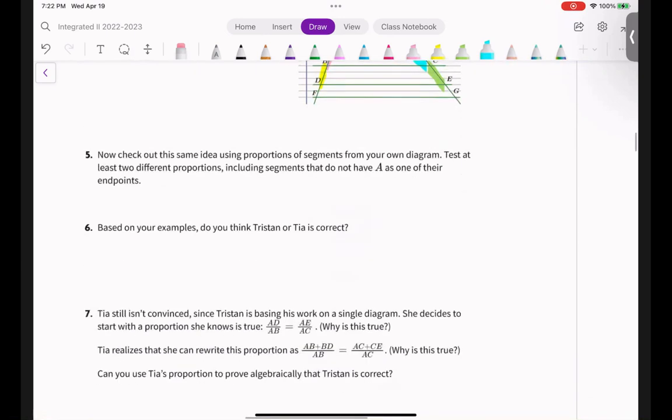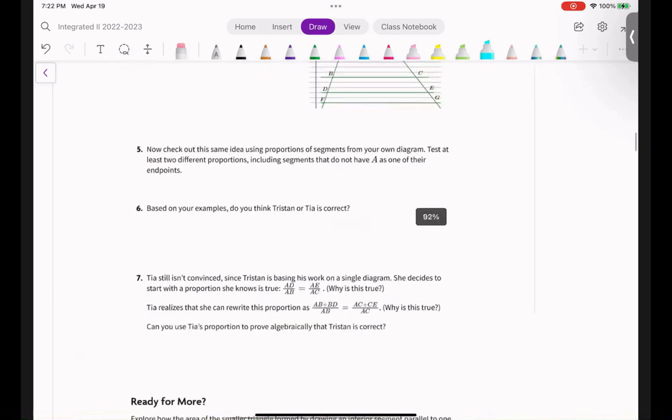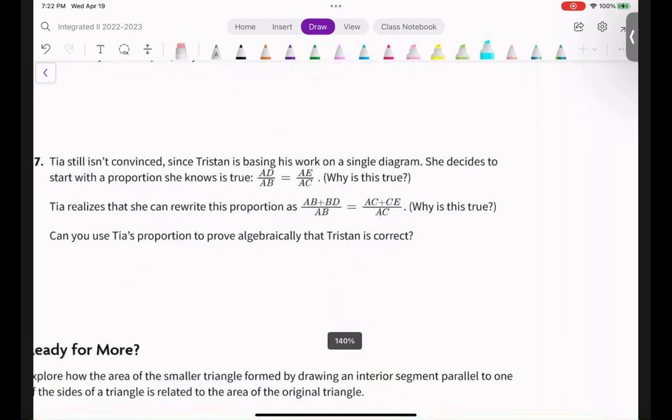So now we're going to prove it, right? So Tia still isn't convinced. Since Tristan is basing his work on a single diagram, she decides to write a proportion that she knows is true. AD over AB, which is big triangle left side over little triangle left side, is equal to big triangle right side over little triangle right side.